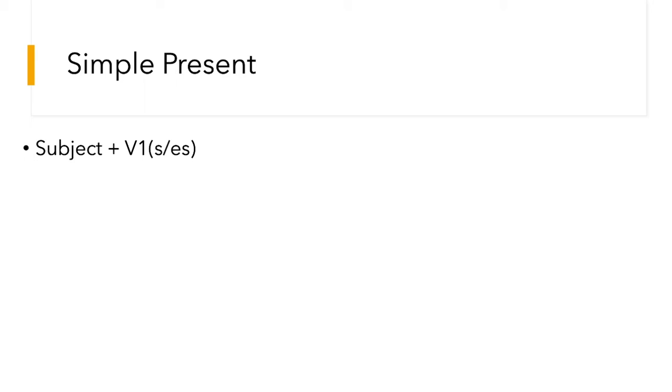So when to add S or ES? If the subject is singular, then you add S or ES to the V1. If it is plural, then you don't. An exception here is for I. For I, you don't add S or ES. So let's take an example.